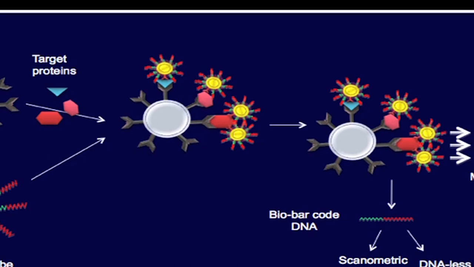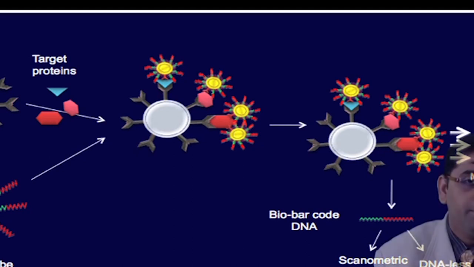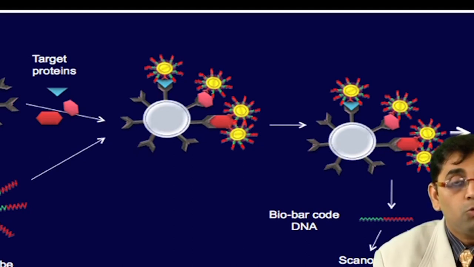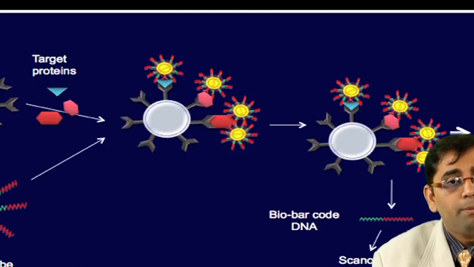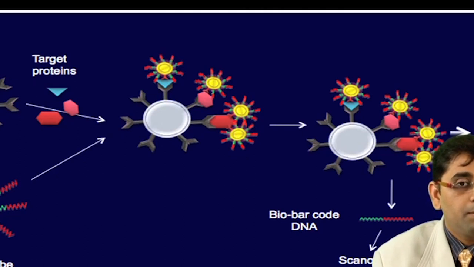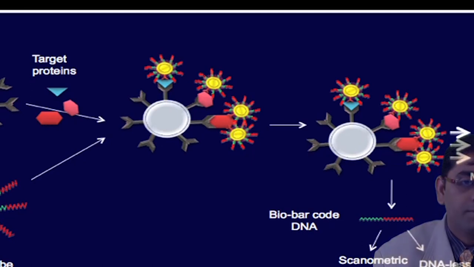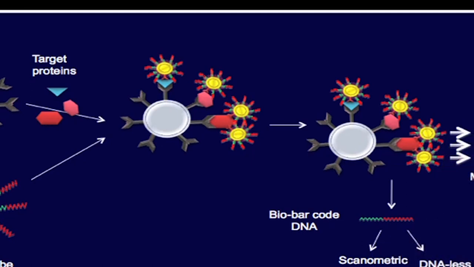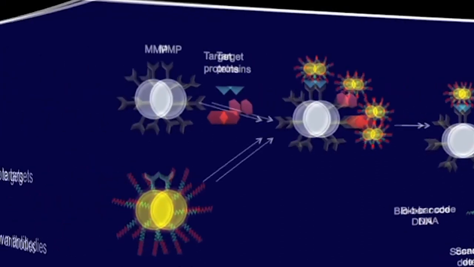The nanoparticle based biobarcode has increased the detection limits down to the attomolar range. The liberated oligonucleotide barcodes can be identified on the microarray surface by scanometric detection as well as using conventional fluorophores.